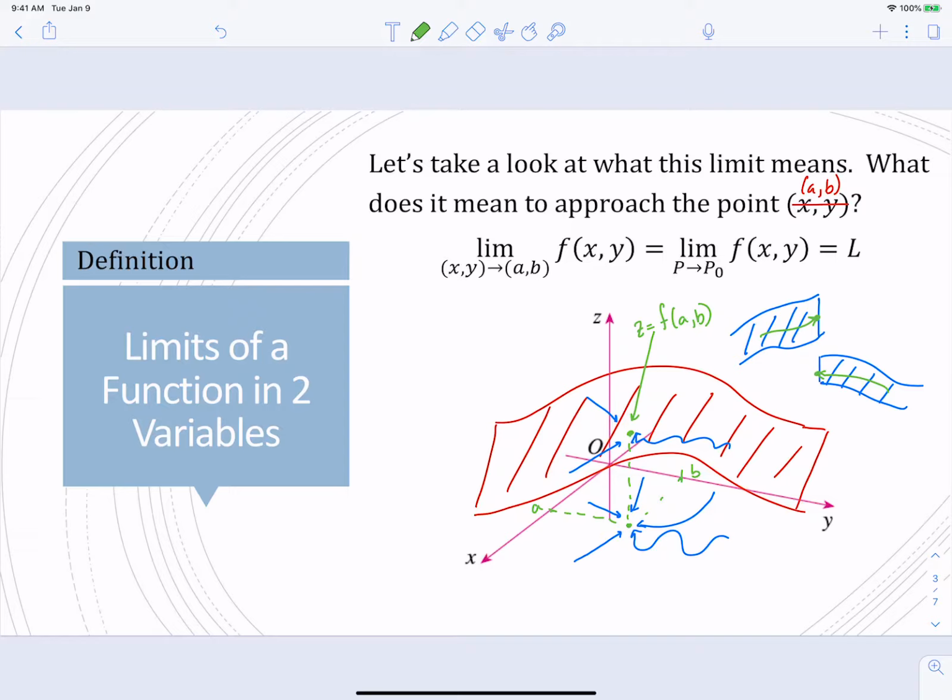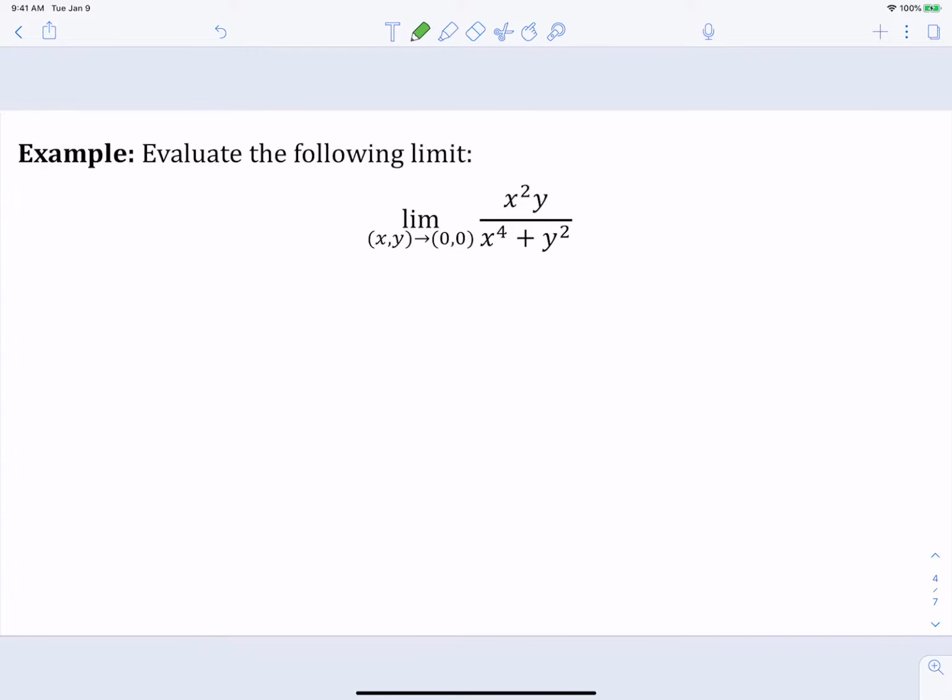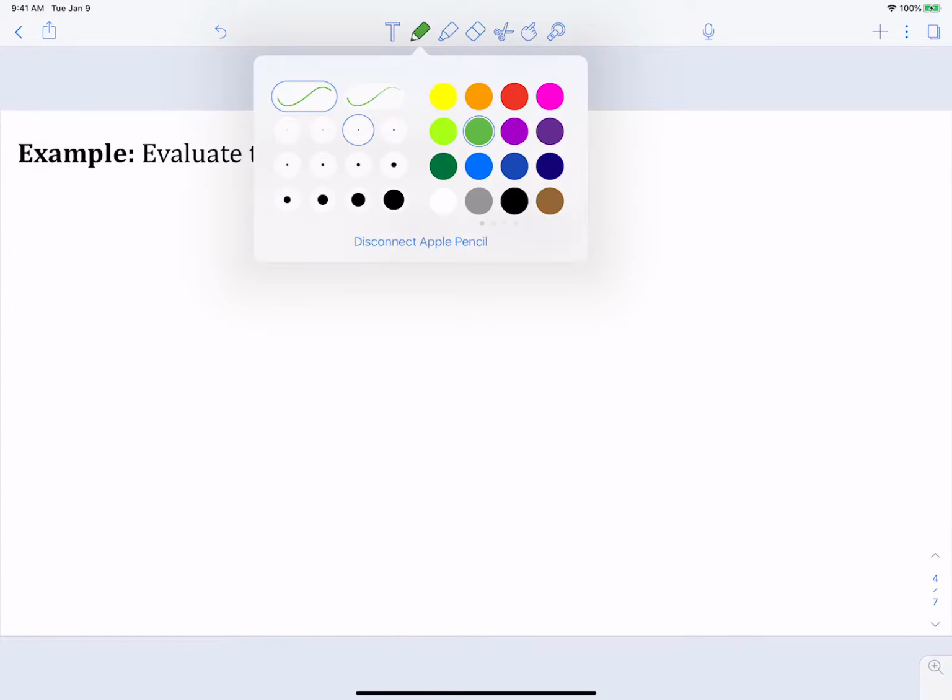Now the question is, okay, what kind of things are in our toolbox that we can use to help us figure out what we need to do, how we're going to figure out if these limits exist or not, especially if we have infinite paths. So let's think about an example here to start with.